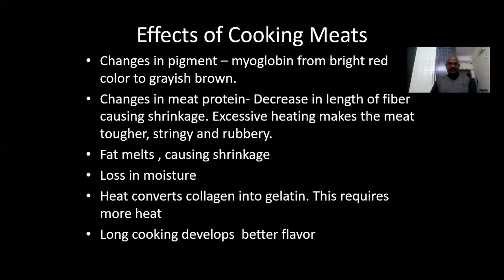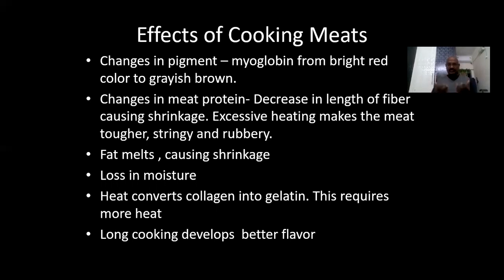The effect of cooking meats changes the pigment. Myoglobin changes from a bright red color to grayish brown, so the pigments change while you are applying heat. Of course, all tissue pigments, myoglobin, change in a chemical reaction. The protein contained in the meat also changes, causing shrinkage.